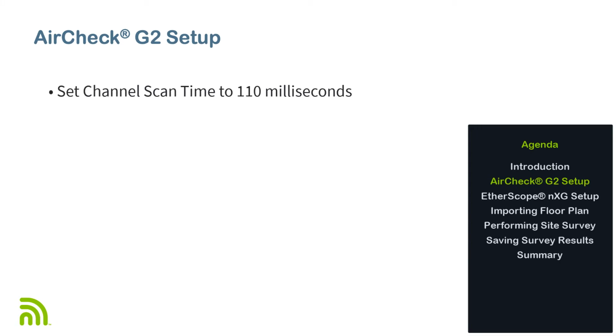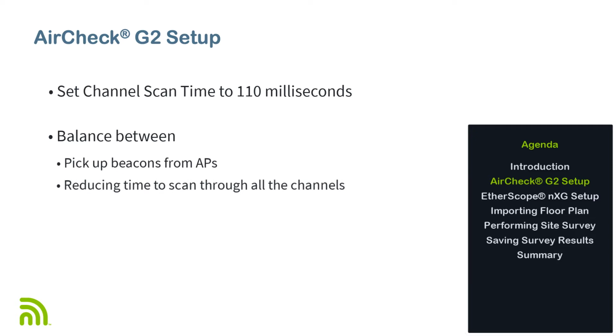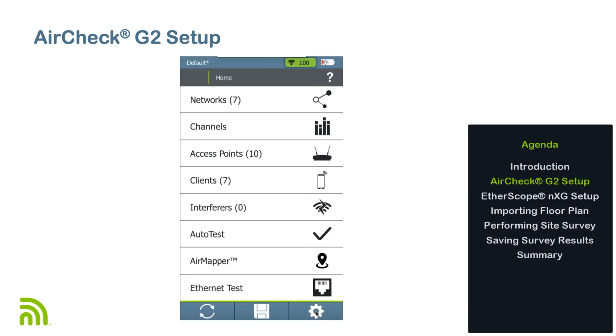The first step is to ensure the channel scan time is set to 110 milliseconds. This value is a balance of waiting long enough to pick up the beacons from access points in the area you're surveying, which typically go out every 100 milliseconds, and reducing the time it takes to scan through all the channels. To change the channel scan time, we first tap the settings icon.